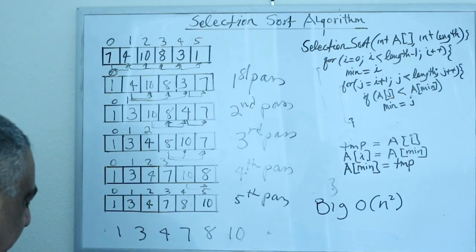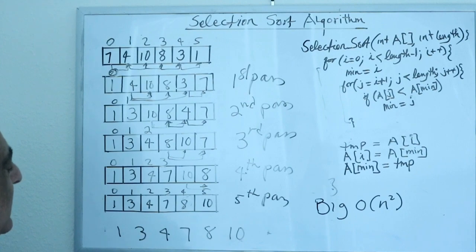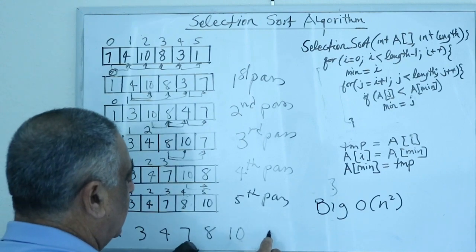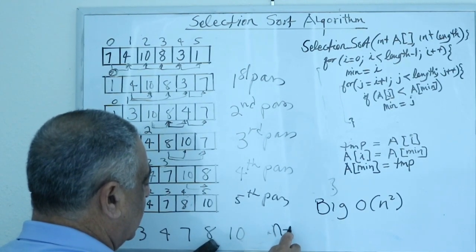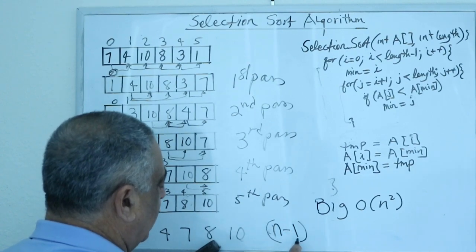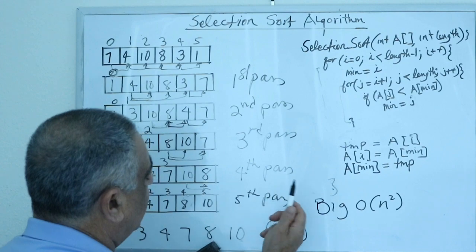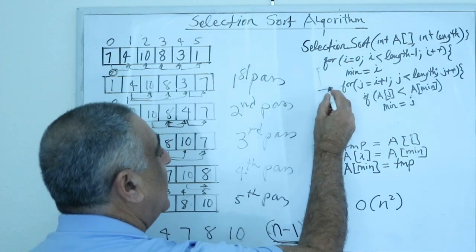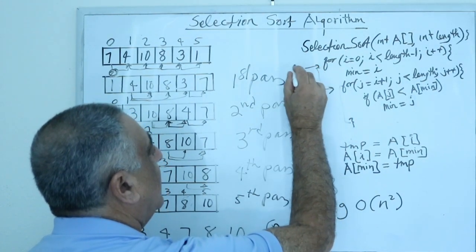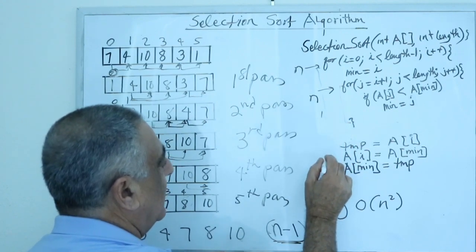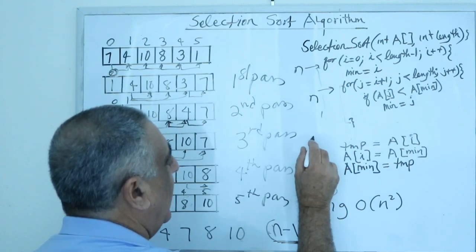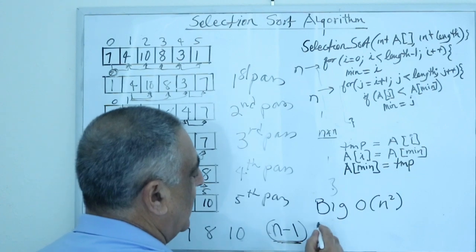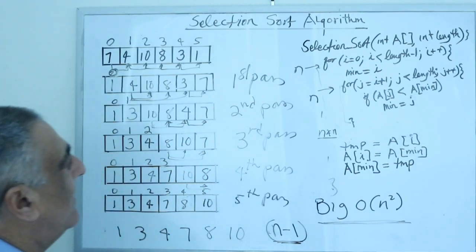Now, if we look at this algorithm, I go through it 1, 2, 3, 4, 5 times. So it's basically n minus 1. So I have 6 elements. So I'm going through it n minus 1 times. So if it's 6, I go through it 5 times. So it is 2 nested for loops. If this is n and this is n, it's actually n times n, which is n squared. So this is a big O of n squared.